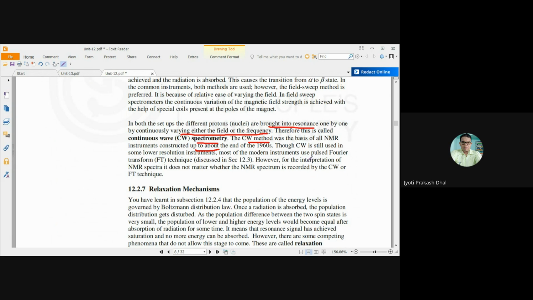Though the continuous wave method is still used in some low resolution instruments, the modern instruments use Fourier transform, that is FT-NMR.